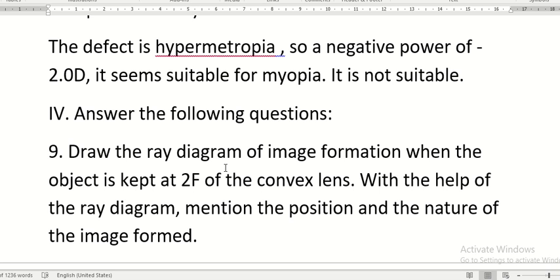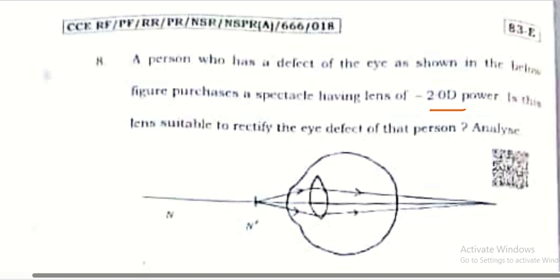The defect is hypermetropia, so a negative power of 2.0 seems suitable only for myopia. That is not suitable for hypermetropia; it is suitable for myopia. Therefore it is not suitable. This minus 2.0 D is not suitable for this eye defect.